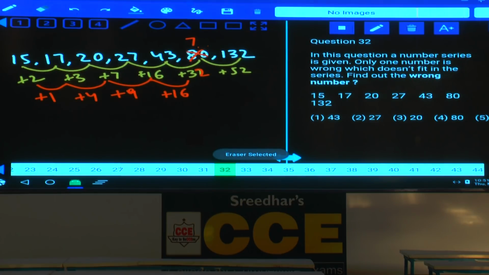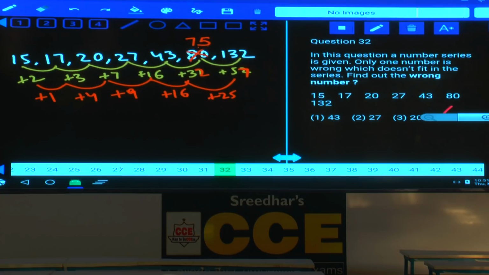As 75 is the correct number here, then how much should be added next? 25. Now 32 plus 25, so much? 57, and 75 plus 57 gives the next number. Done with this? And so what is the wrong number? 80 is the wrong number, and 75 is the correct number, that is choice 4.